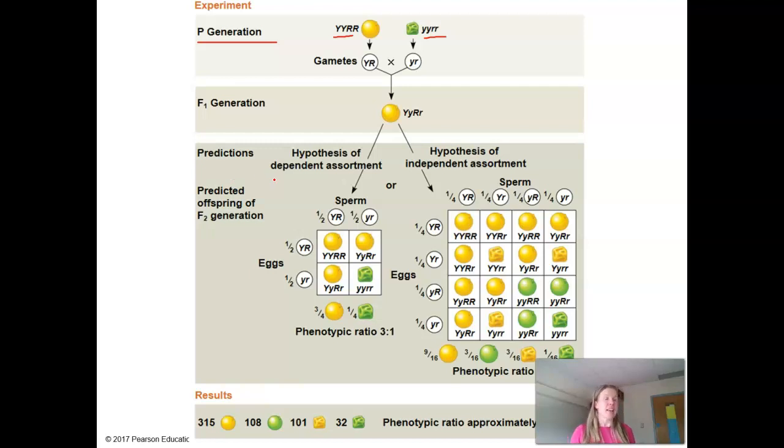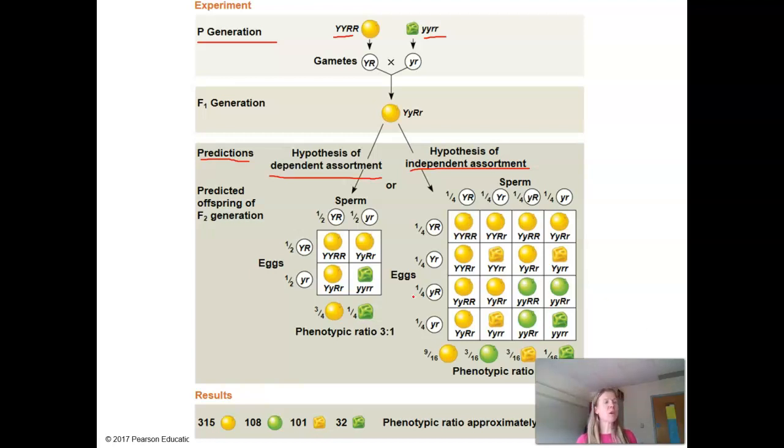Now, again, we've got 2 predictions. Mendel was trying to figure out, were those traits inherited together? Did they depend on each other? Were they going to the same gamete together? Or were each of the traits assorted independently? Are they spread out through the gametes completely independently of each other?